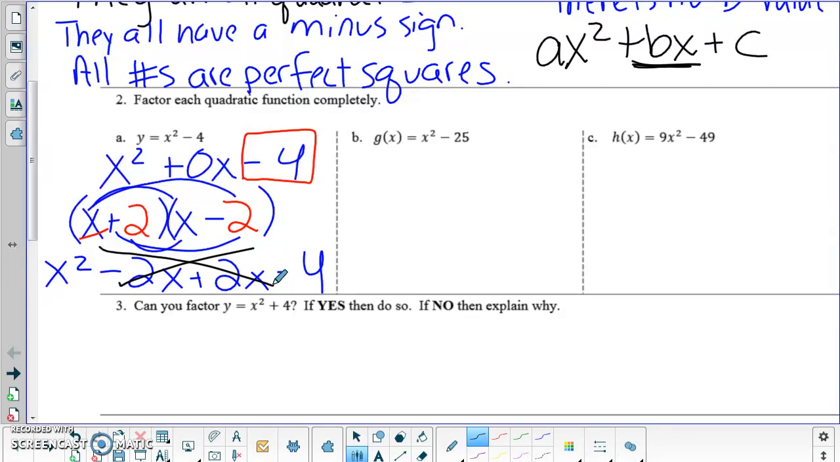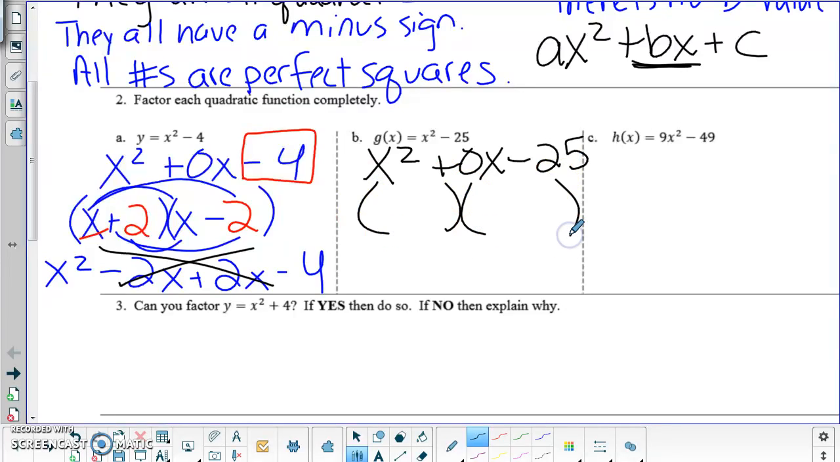All right, so let's try b. Remember, there is a b value. It just happens to be 0. The inners and the outers are going to cancel. So I'm going to set it up, parentheses times parentheses, the x and the x, because that gives me x squared. The signs have to be opposite, because the only way two numbers will multiply to negative 25 is if one's plus and one's minus. But I specifically want the square root of 25, which is 5. So x plus 5, x minus 5.